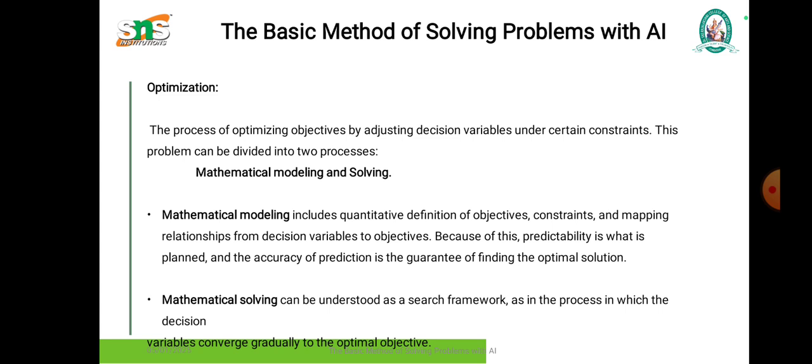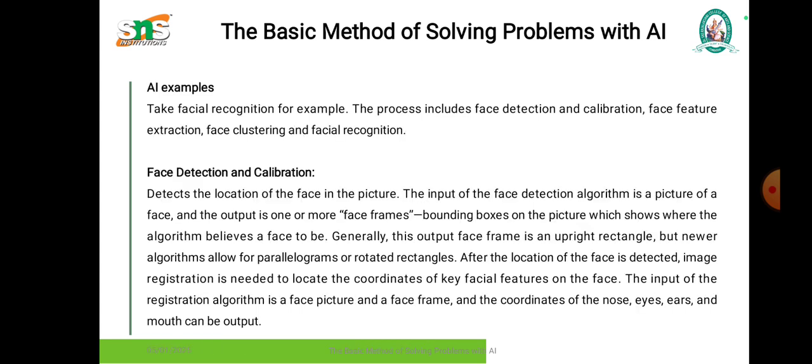And the mathematical solving is nothing but a search framework, in which the decision variables converge gradually to the optimal objectives. So these are the two processes of optimization.